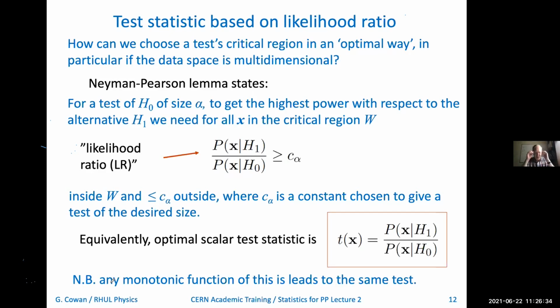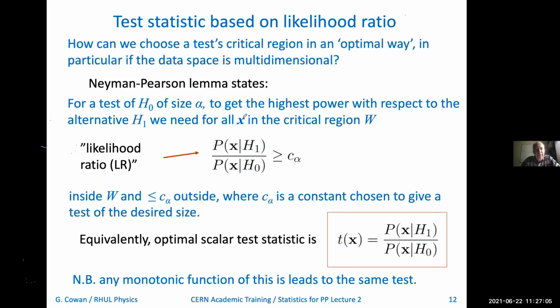Well, it turns out that there's a theorem that tells you the optimal critical region in a specific sense, which I have to now define. And this is what's called the Neyman-Pearson lemma. And it says the following. It says that for a test of a hypothesis H0 of a given size alpha, then in order to get the highest power with respect to a specific alternative H1, then you need to choose the critical region such that it has the following property.